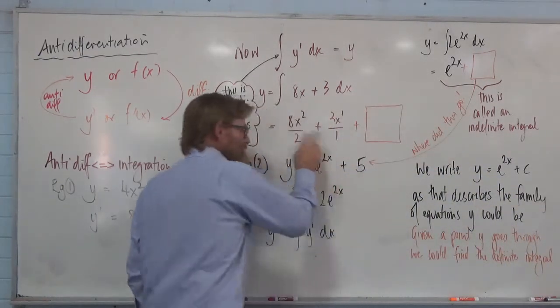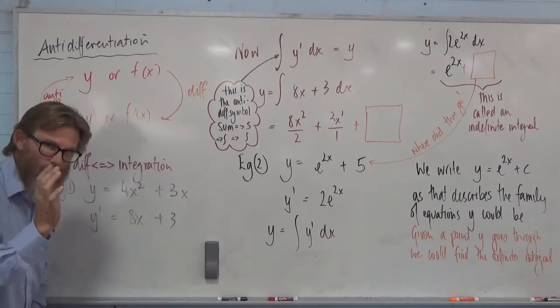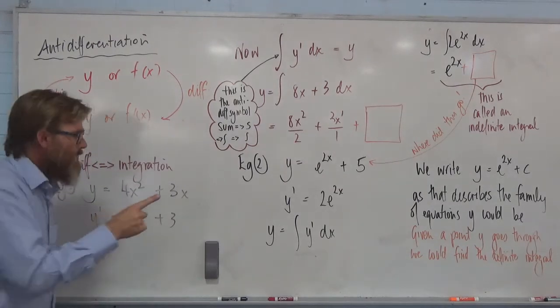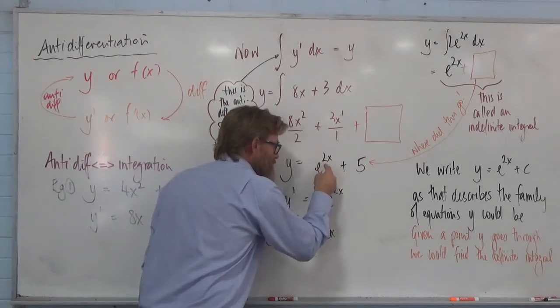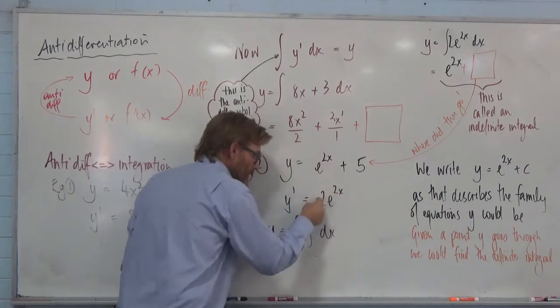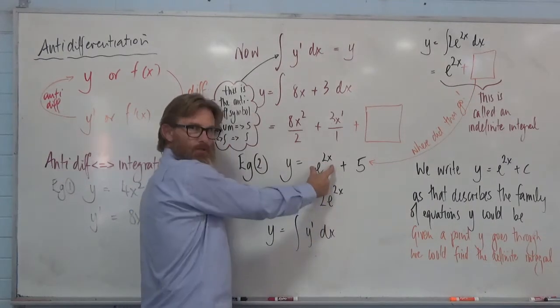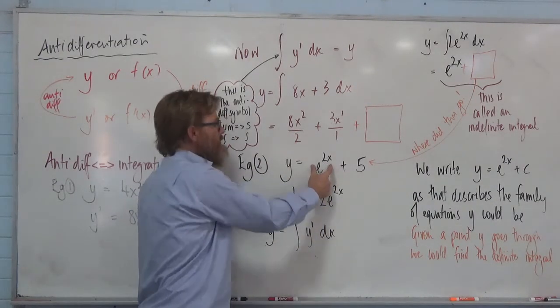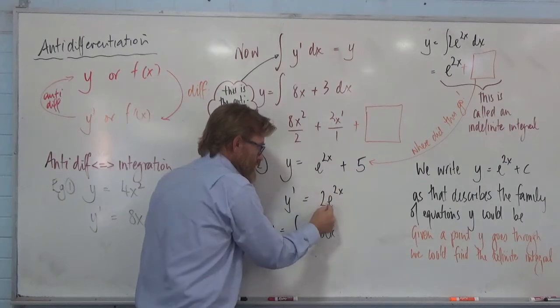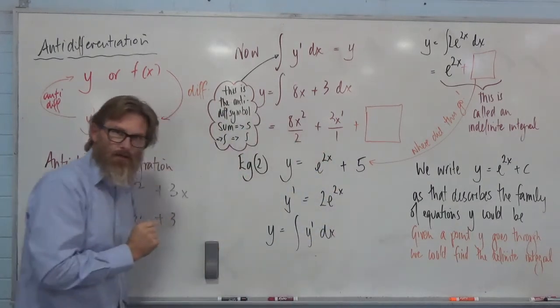We've got e to the 2x. Now remember, with differentiating e, we've got to differentiate the power, put it out front, but don't change this. This stays the same. So therefore this becomes 2e to the 2x.